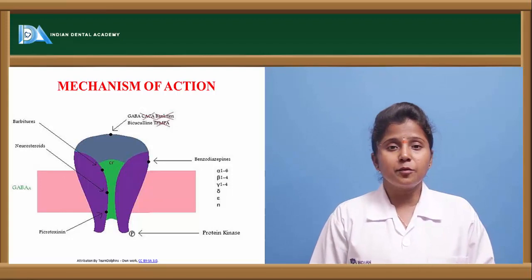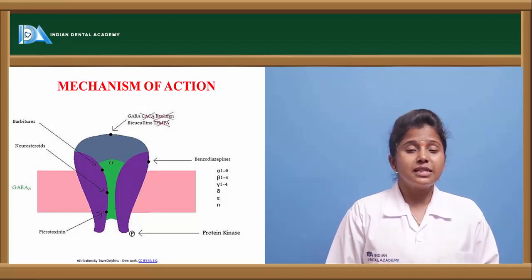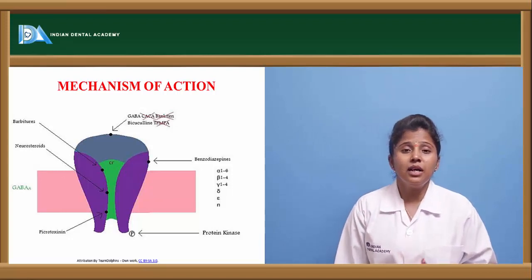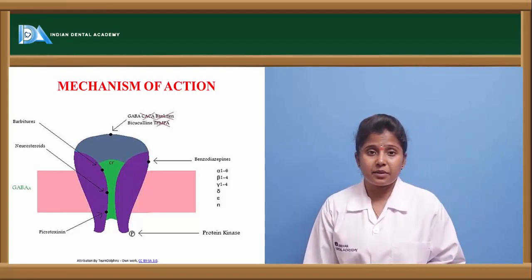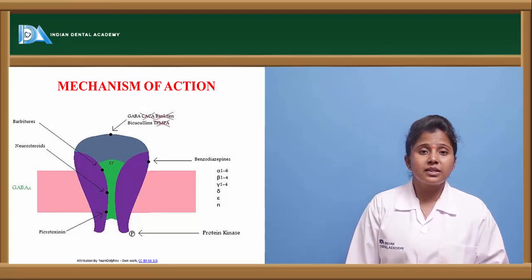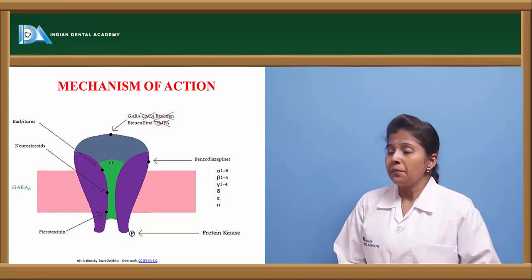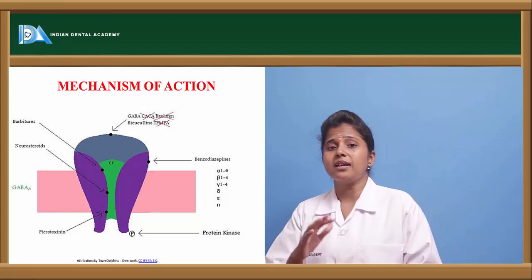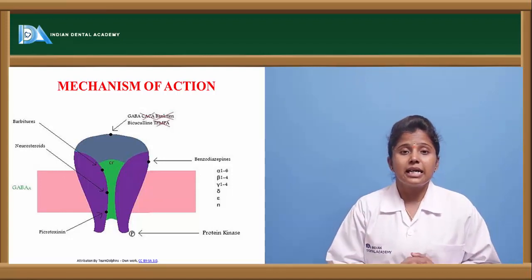Let us see the mechanism of action of these barbiturates. Barbiturates mainly act at the site of GABA receptors, that is gamma aminobutyric acid receptors. This is one of the neurotransmitters present in the body, and GABA is used to suppress anxiety. We can say it causes depression.